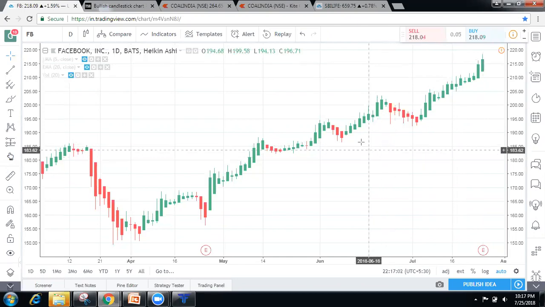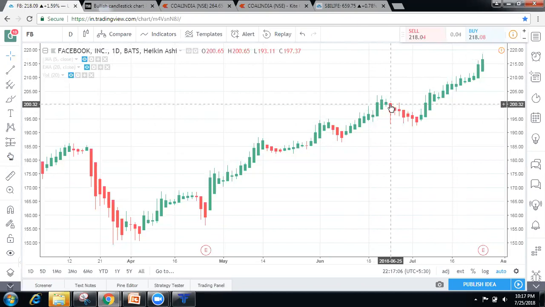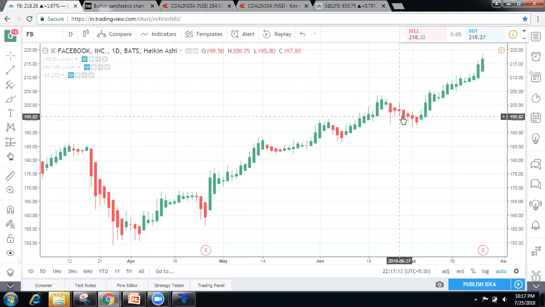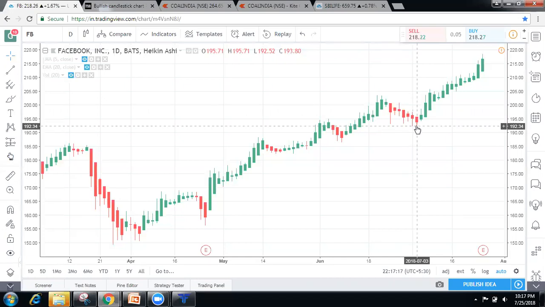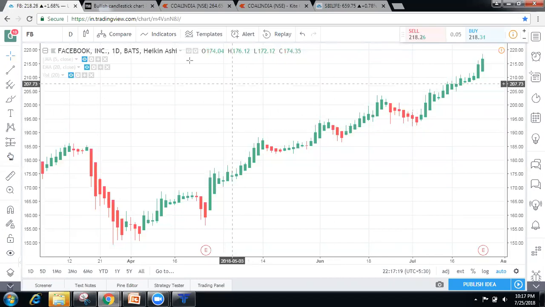When the stock is rising, if you see a doji, and after the doji you see open equal to low, go for a short. You can go short right here, or you wait for a third candle. The third candle happened here at 198, and then it made a low of around 192. So this way you can predict what is happening.